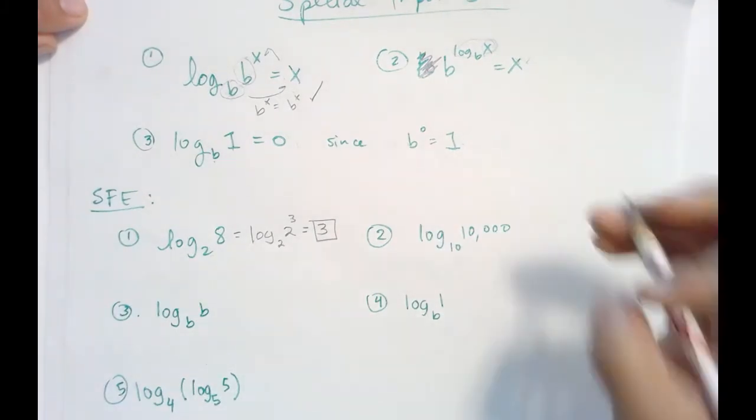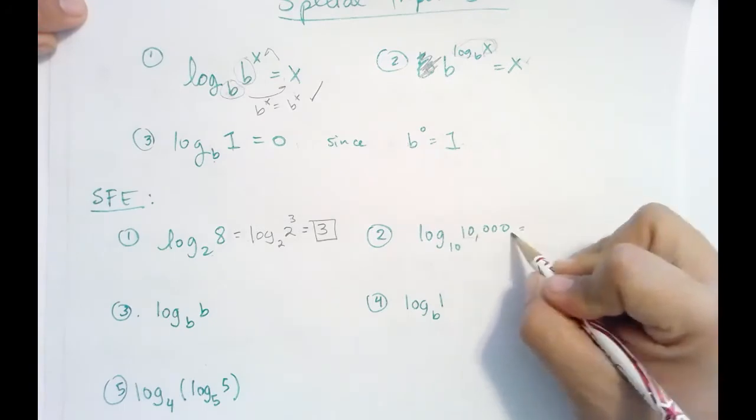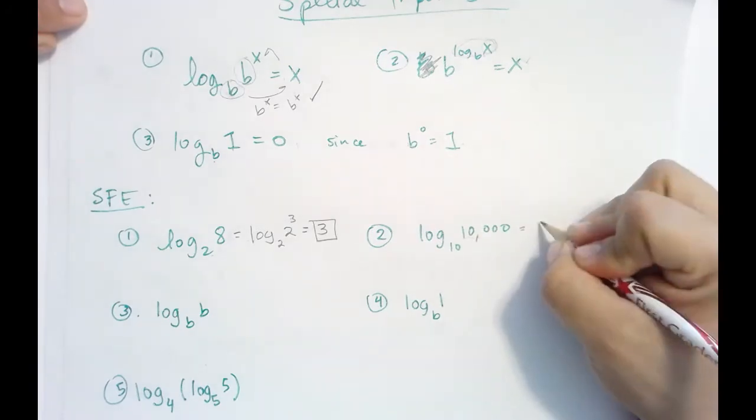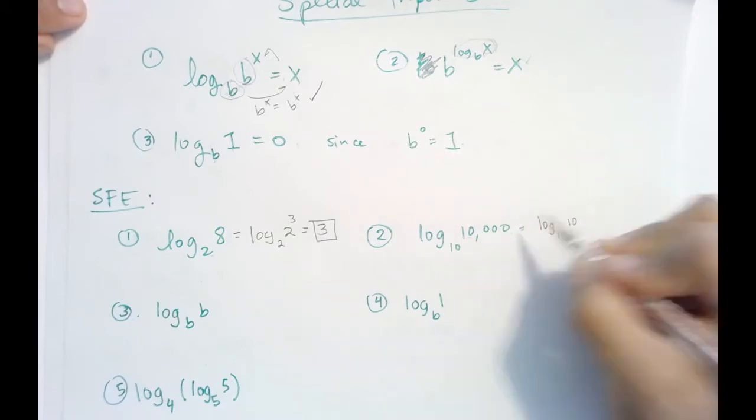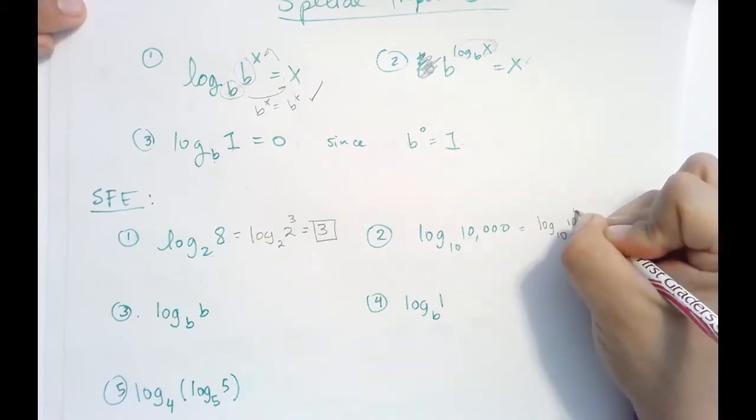Okay, so I simplified this and this is equal to 3. So see here, we can rewrite 10,000 as base 10, right? Because 10 raised to what power is equal to 10,000? And that is 4, yeah?